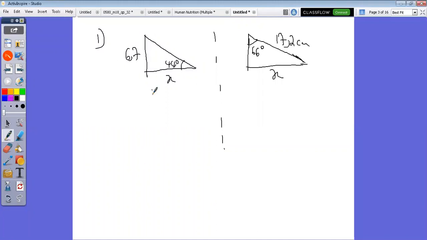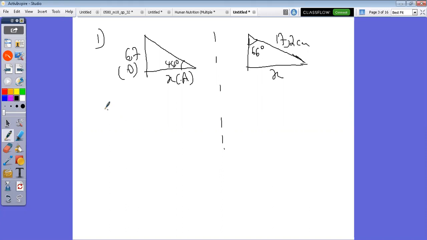So what I would do is ask myself, what is 6.7? Is this the adjacent or opposite or hypotenuse? It's opposite the angle in question. So this is opposite. Then this x, is it adjacent? Yes, that's where the angle is. So it means I'm using tan. I can't use cos or sine because cos and sine deal with the hypotenuse. It's not there. Are we together?